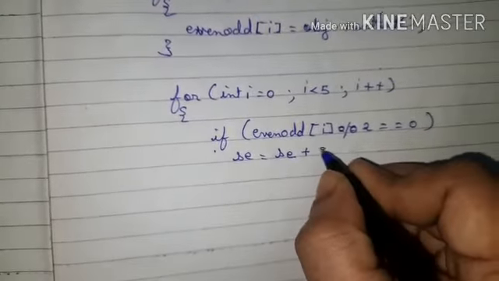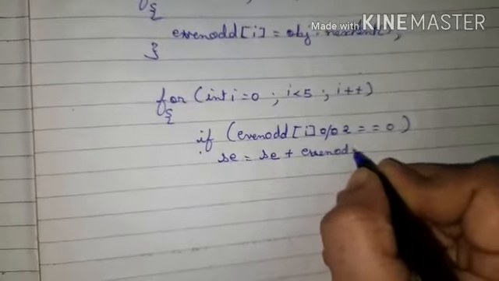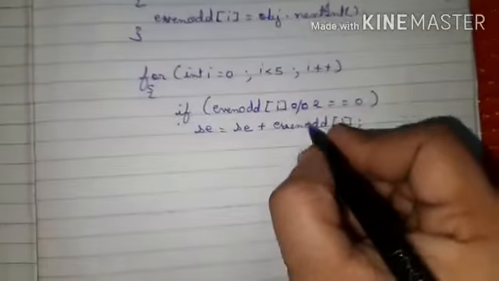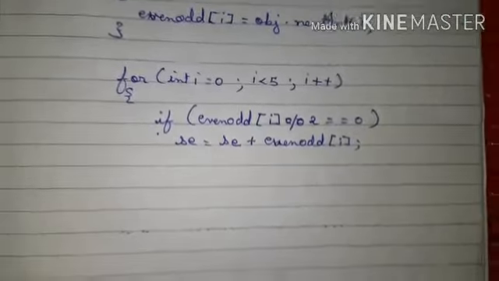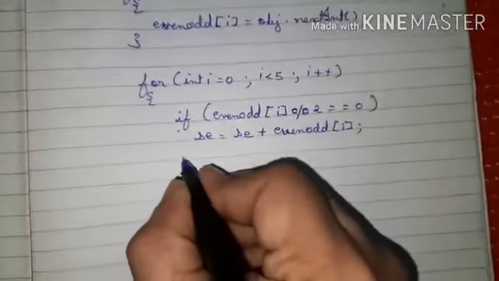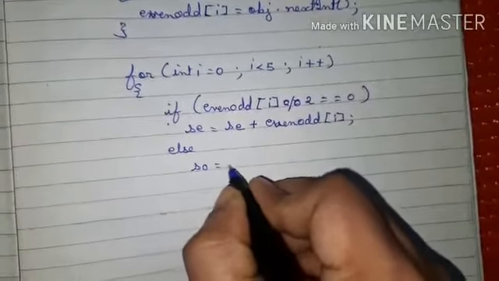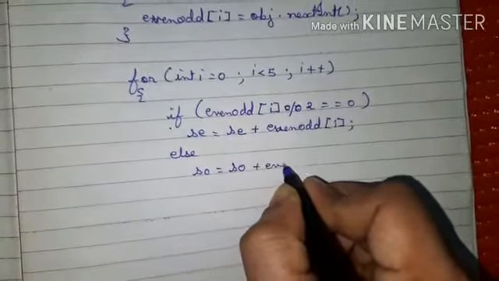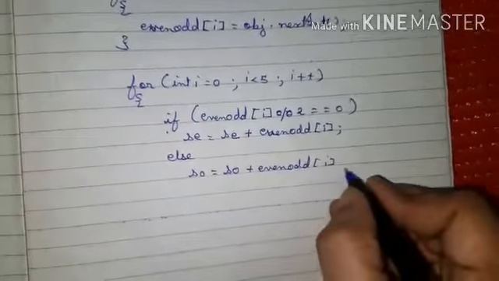evenodd[i]. With this we'll find the sum of the even numbers; the number will come and add here. But if it is not divisible, then it will come here and add in the odd part.